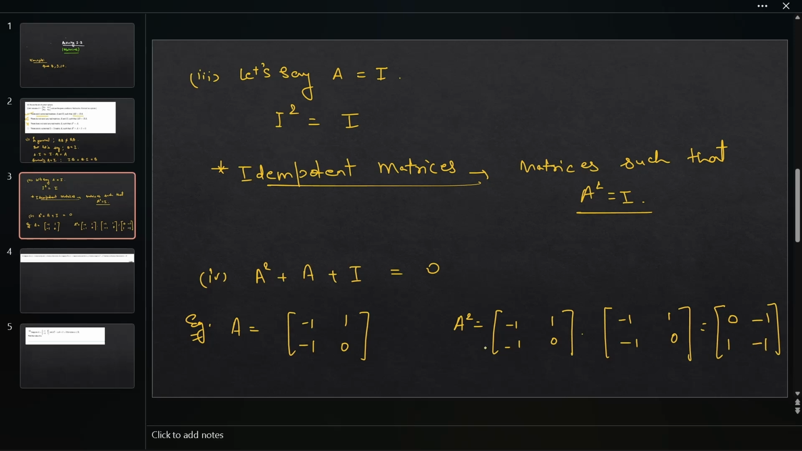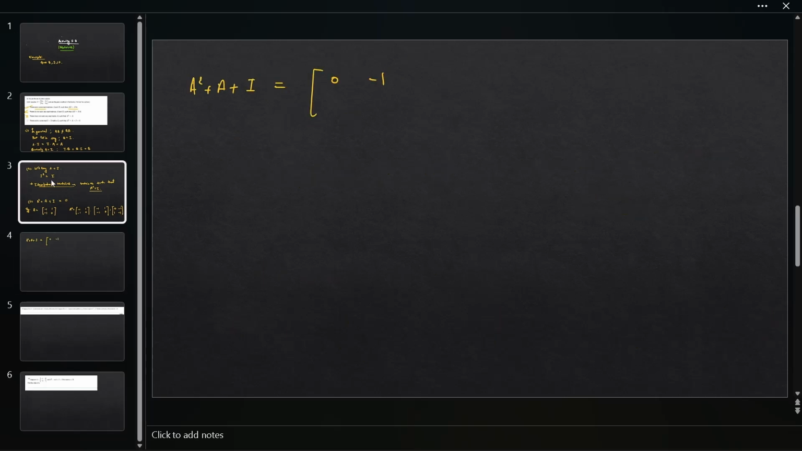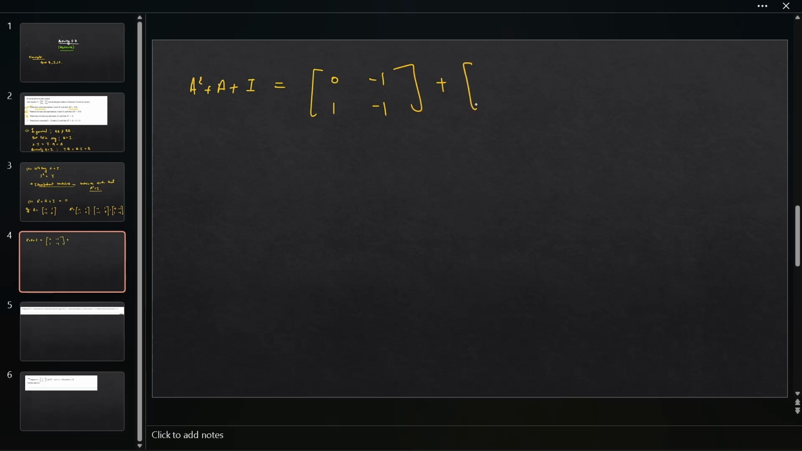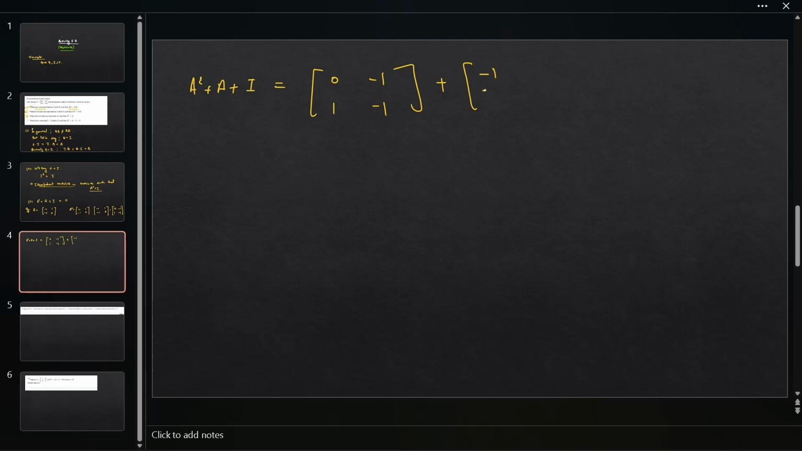So now if we do A square plus A plus I, it would be 0 minus 1, 1 minus 1, plus, what's the value of A? It's minus 1 minus 1, 1 0, and the value of I is 1 0 0 1.